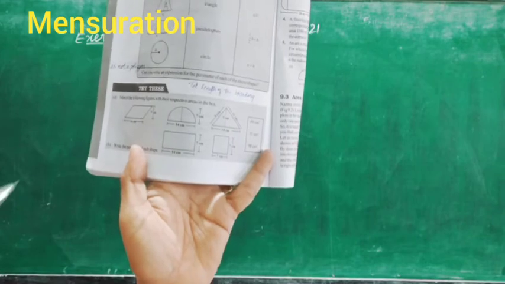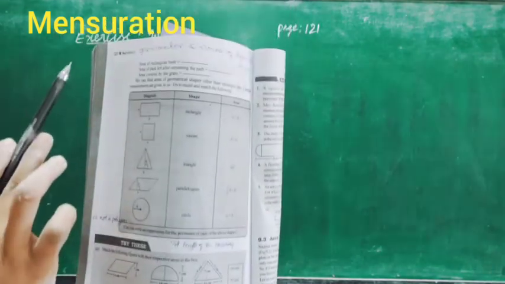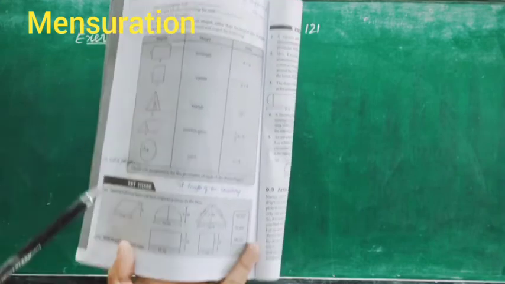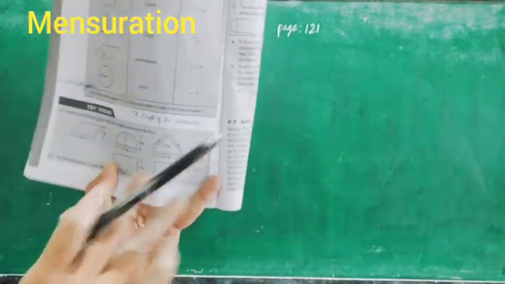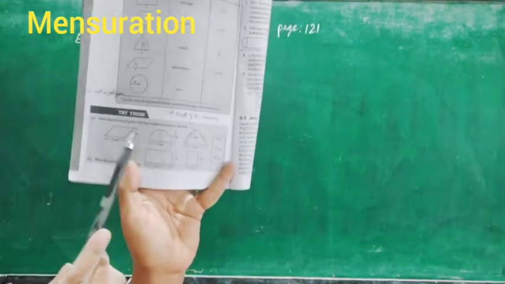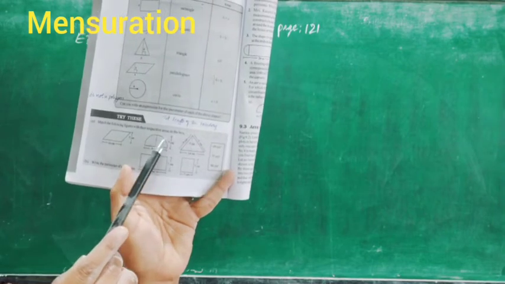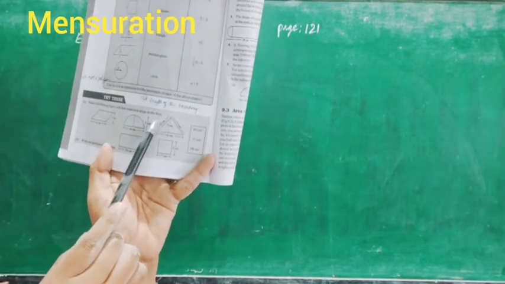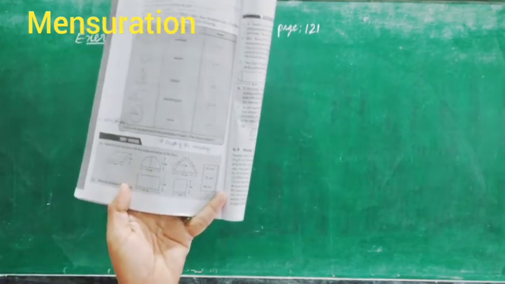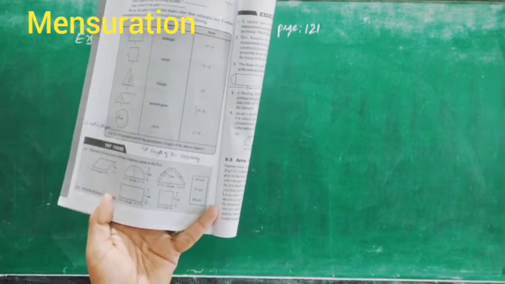Students, you can look at these questions. These questions are coming from page number 120. Try these is given. Match the following figures with their respective areas in the box. I will explain this question. You can try to answer them.